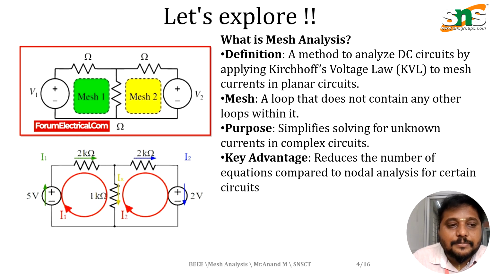So this entire loop is called resistance 1, resistance 2. The combination of V1, resistance 1, resistance 3, and again the voltage source, this closed circuit is called loop 1. Likewise V2, this resistance, again V2, this closed circuit is called loop 2. So we have two loops. It is a method to analyze DC circuits by applying Kirchhoff's voltage law to mesh currents in planar circuits.